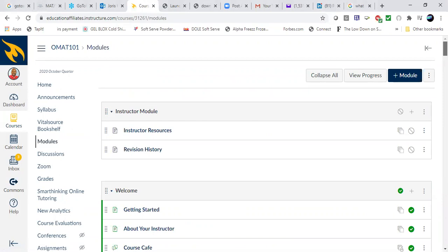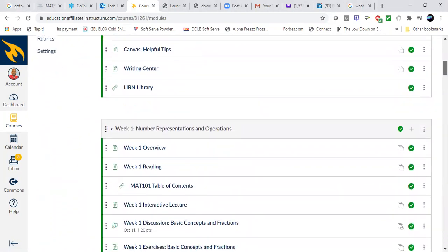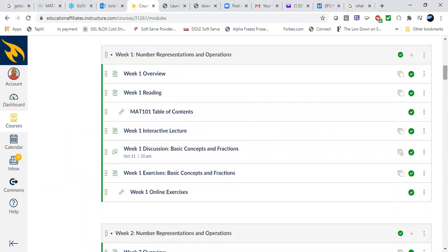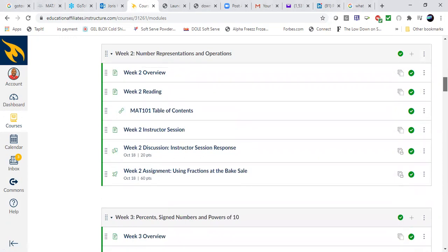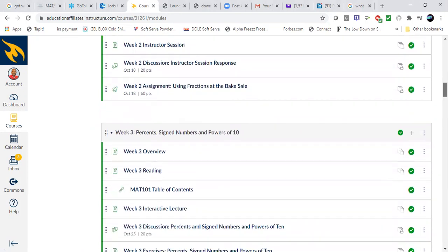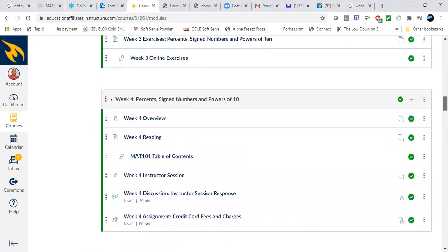Okay, so when you go under modules, obviously we have a different module every week. In each module, you're going to see a discussion and online exercises, or a discussion and an assignment. So it's going to alternate. If we have online exercises this week, the next week we're going to have an assignment, and then in week 3 we're going to have online exercises, then week 4 assignment, and so on, right?